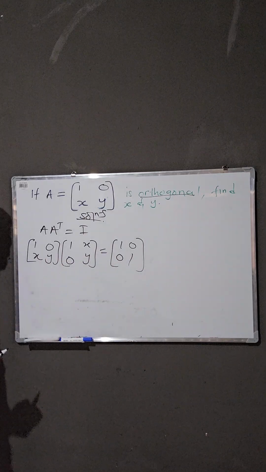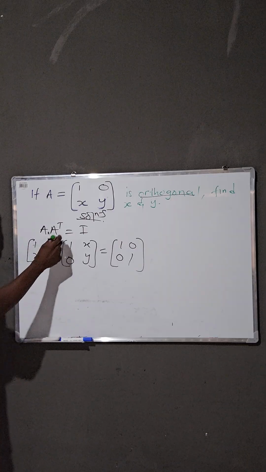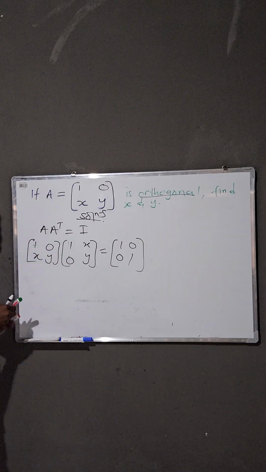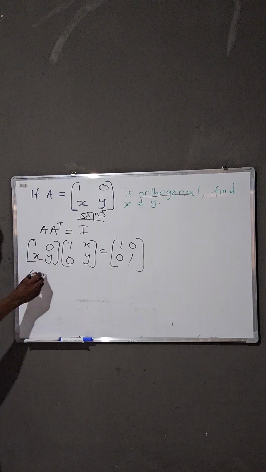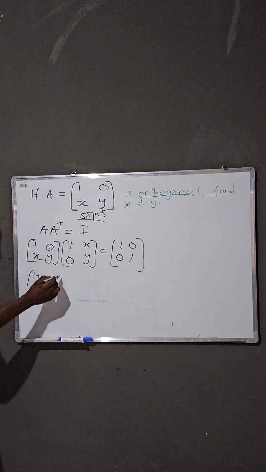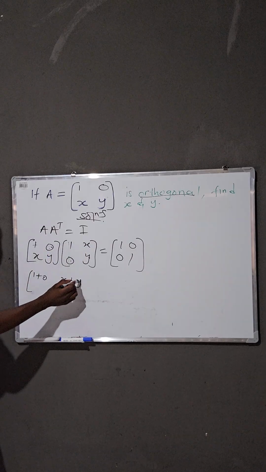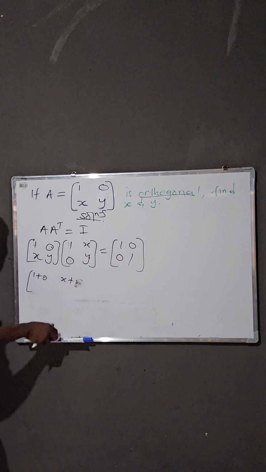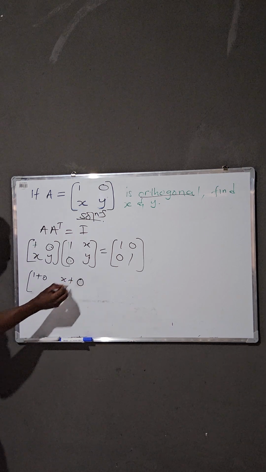So remember how we multiply matrices? We multiply matrices row by column. So that's what we do. In this case we say 1 times 1 is 1 plus 0 times 0 is 0. We come here, 1 times x is x plus 0 times y is 0. So this is a 0 here. We get a 0 like that.